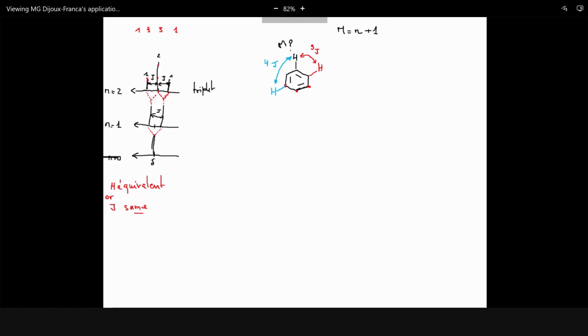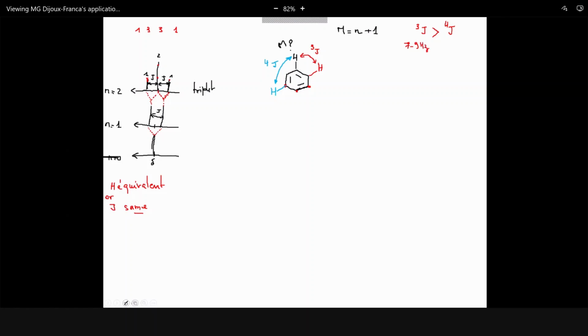And we know that if the distance is bigger, the coupling constant is weaker. So we know that J3 will be bigger than the J4. I should write in blue, okay? And the value, we know with the table, the value of J3 in an aromatic ring is between 7 to 9 hertz.